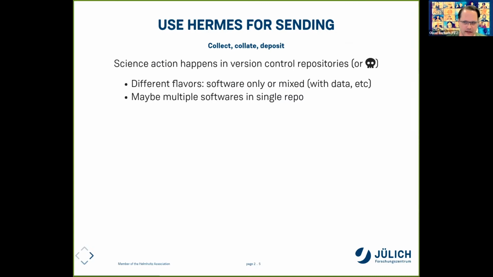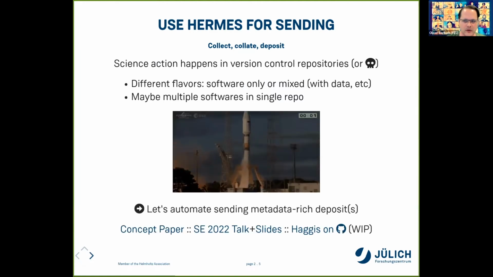Hermes has two sides. It is, first of all, and the larger part of it is about the sending side. You want to collect the research software, you want to collate the metadata, and then create a deposit. You'll be faced with some version control repositories, hopefully, otherwise you're on your own. And that is then used to create a package, a deposit, which can be launched and dropped off at some kind of publication repository.